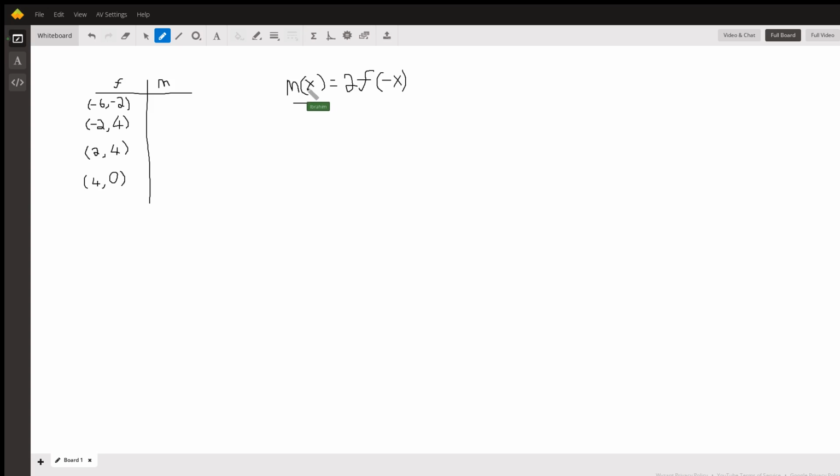So looking at it, the x value for m needs to be the opposite of what we have here for f in order to be used in this f function, because we only know these four x values for f, which are -6, -2, 2, and 4. So the first one for m would need to be 6, and then you put a comma.